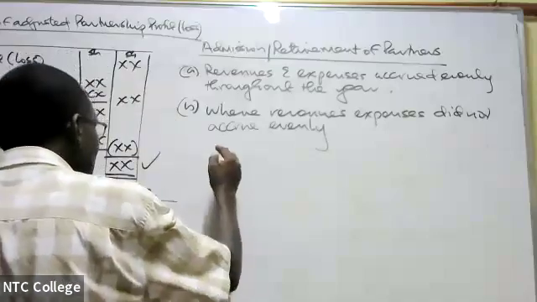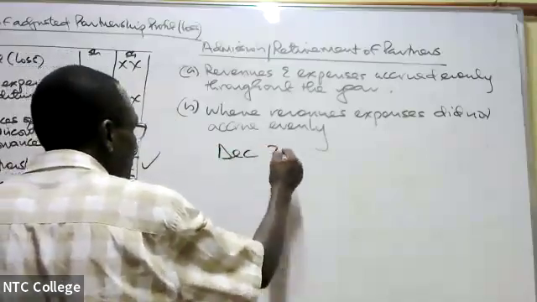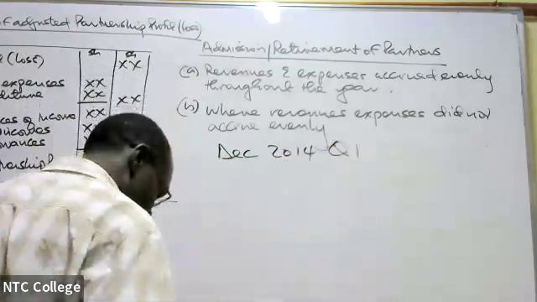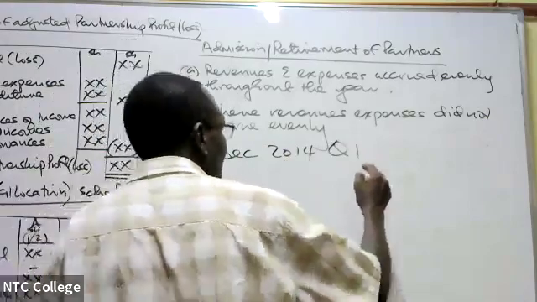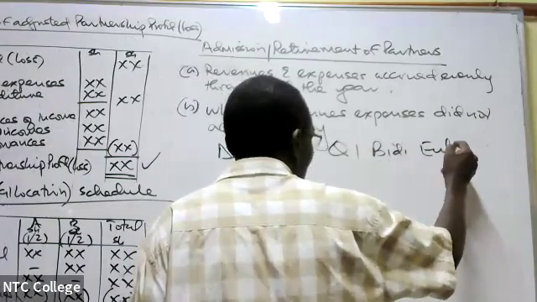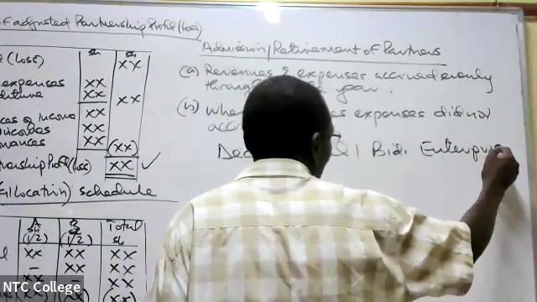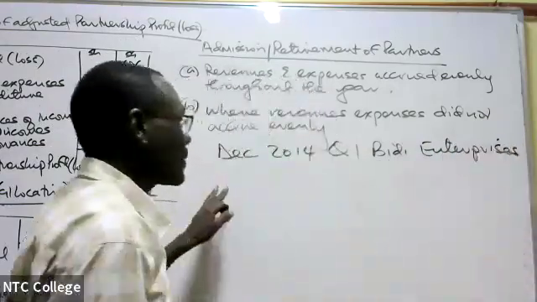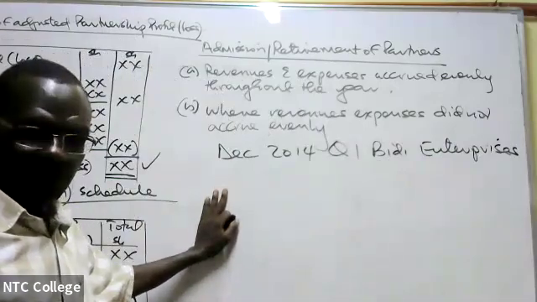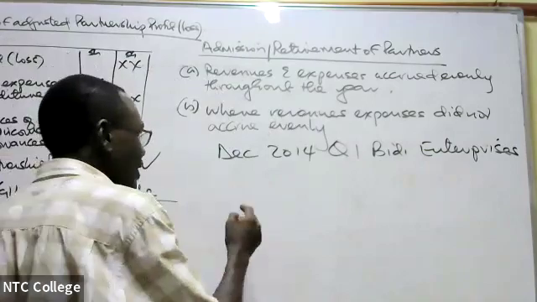So the question should be December 2014. December 2014, question 1 is called BD Enterprises. BD Enterprises is a question on admission. This will be a question on admission.